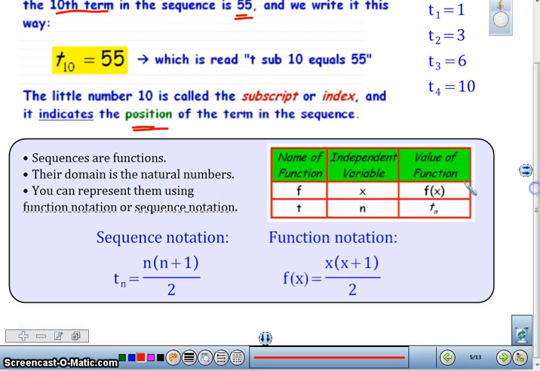So as you look at those, how are sequences different than functions? A sequence and a function, their domains are natural numbers usually. We can represent them using function notation or sequence notation. We've been working with function notation. We are now going to concentrate on sequence notation. So as you look at the problems, this is what we will be really concentrating on.